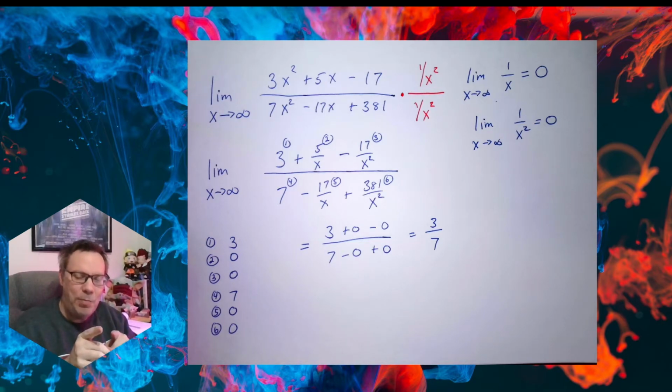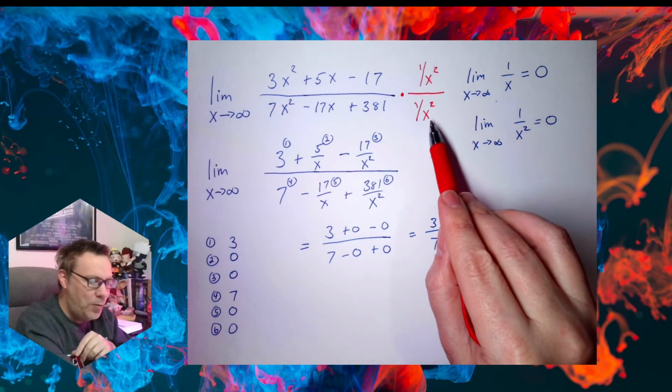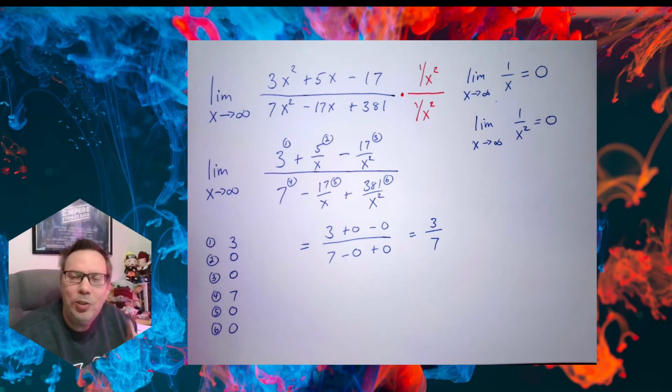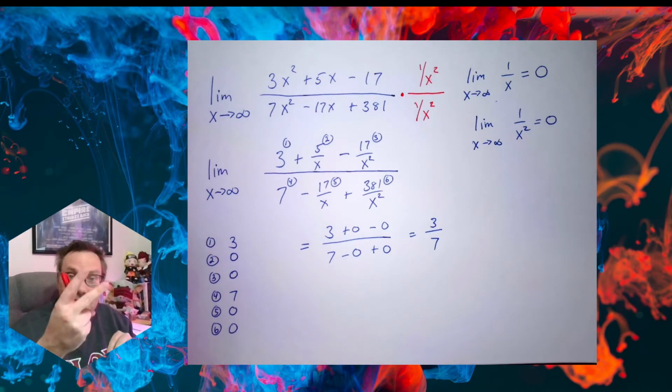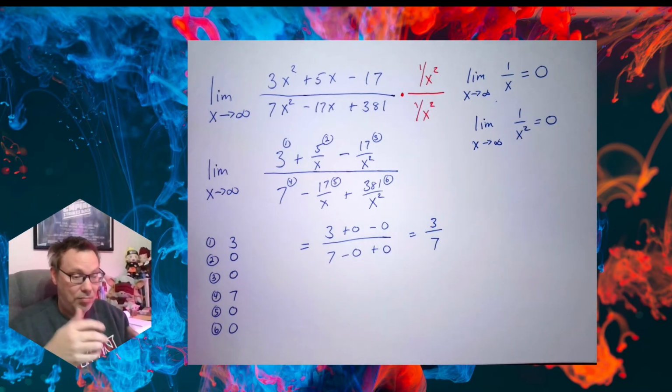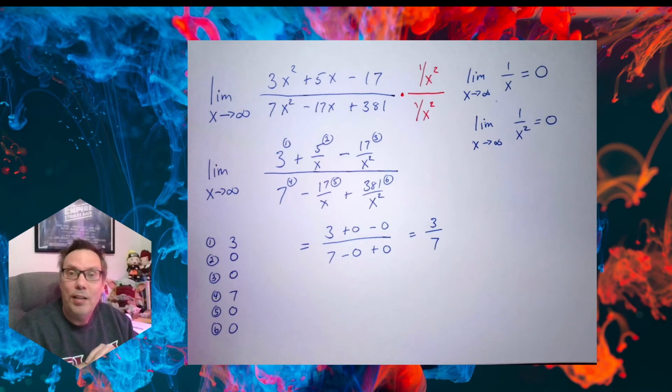So what was that question I had in the beginning? Why did I choose 1 over x squared? I want you to look at the numerator. What's the degree of that polynomial? The answer is 2. And the degree of the denominator? The answer is 2. They're both exactly the same. So that's why I want to be using 1 over x to the second power. And that's why I chose this particular odd way to write the number 1: 1 over x squared divided by 1 over x squared.